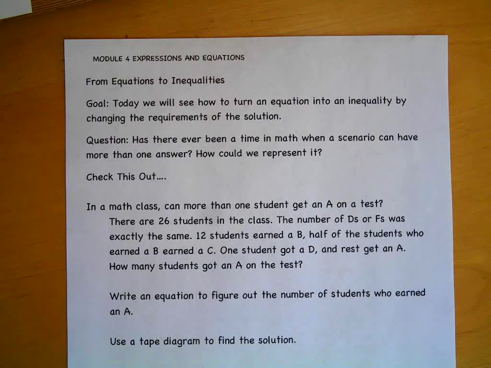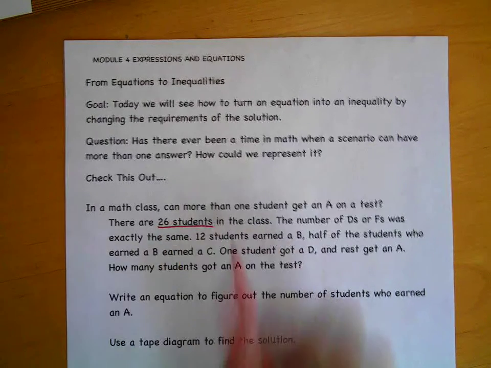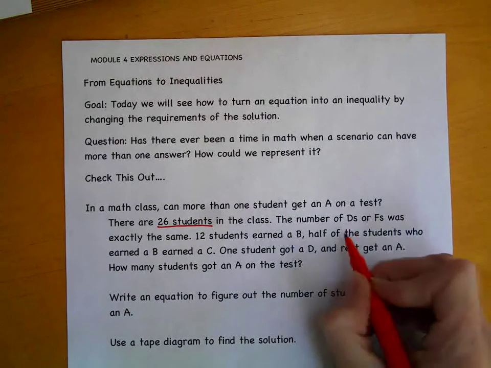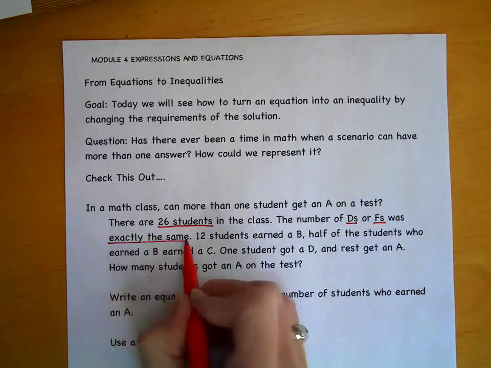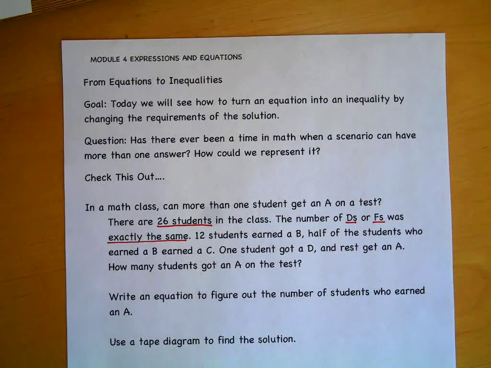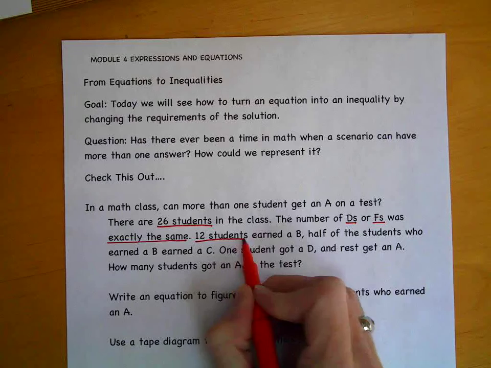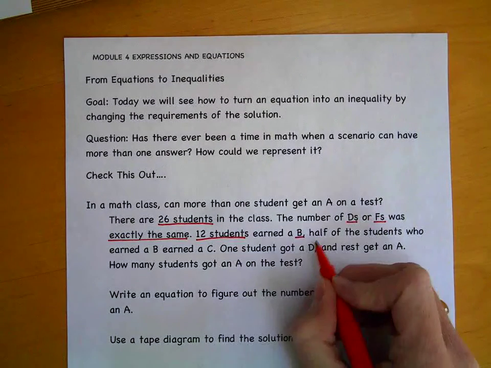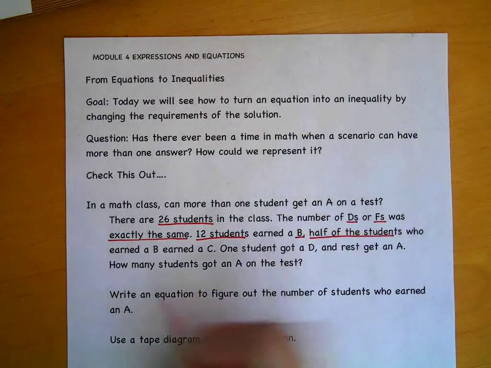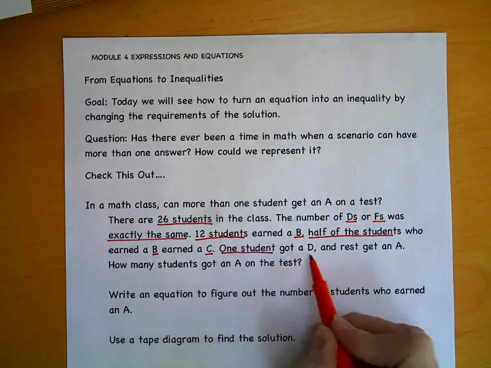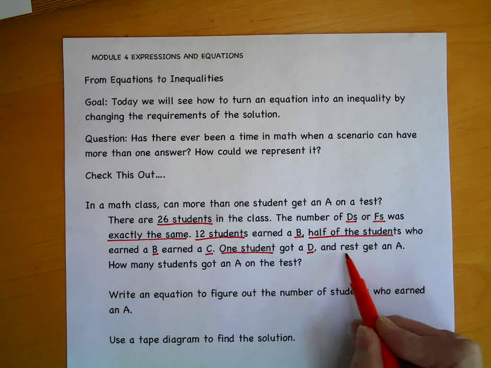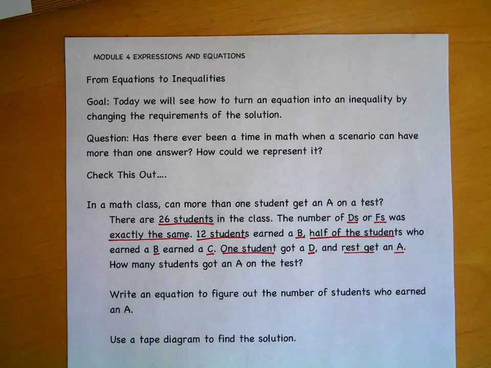But let's read it again for quantities this time. There are 26 students in the class, very important. The number of D's or F's was exactly the same, so that means they're equal. So D's and F's are equal. 12 students earned a B, and half of the students who earned a B earned a C. One student got a D, and the rest get an A. How many students got an A on a test?